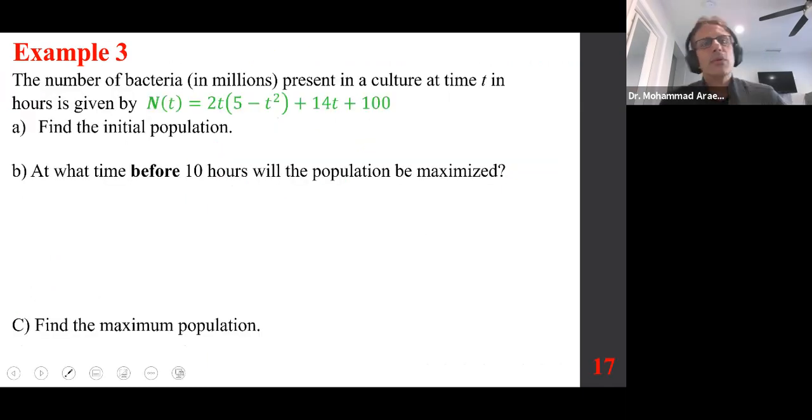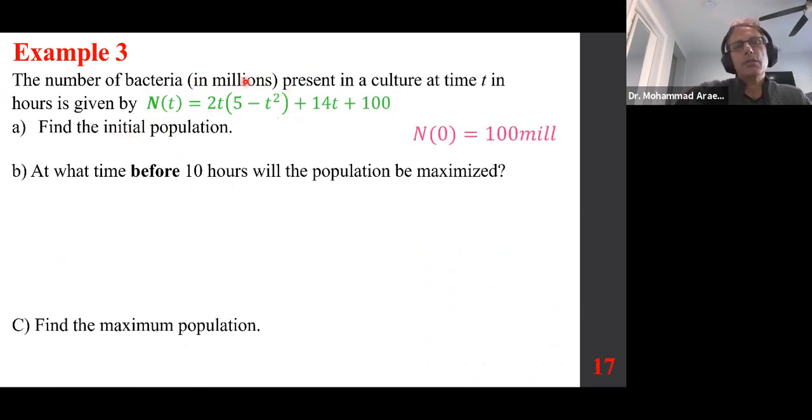Here's the next example. The number of bacteria in millions is given. We want to find the initial value. Initial population means plug in t equals 0. So if you plug in t equals 0, this goes to 0, this goes to 0, the answer is 100. And why is it in millions? Because it says so here. So that's the initial population.